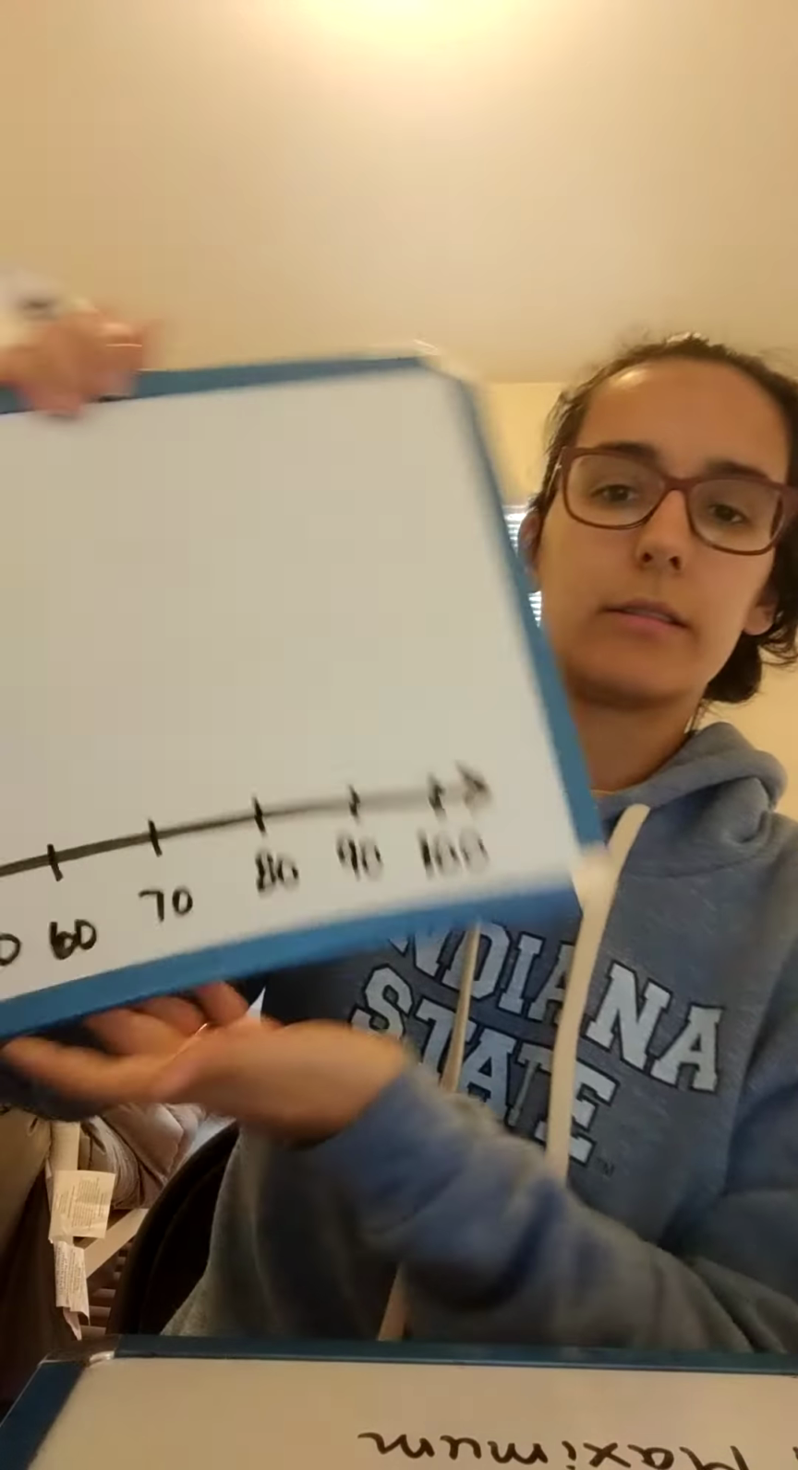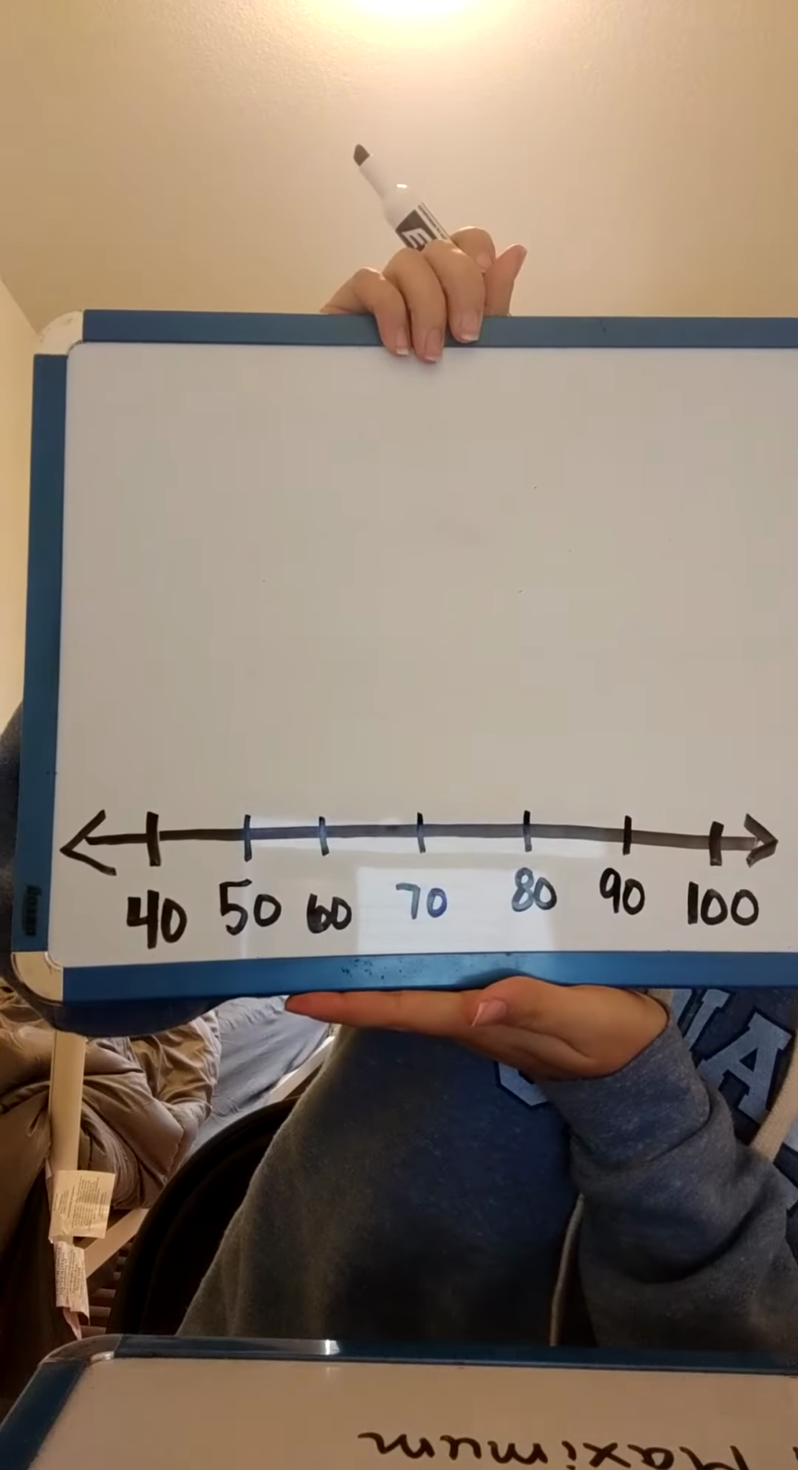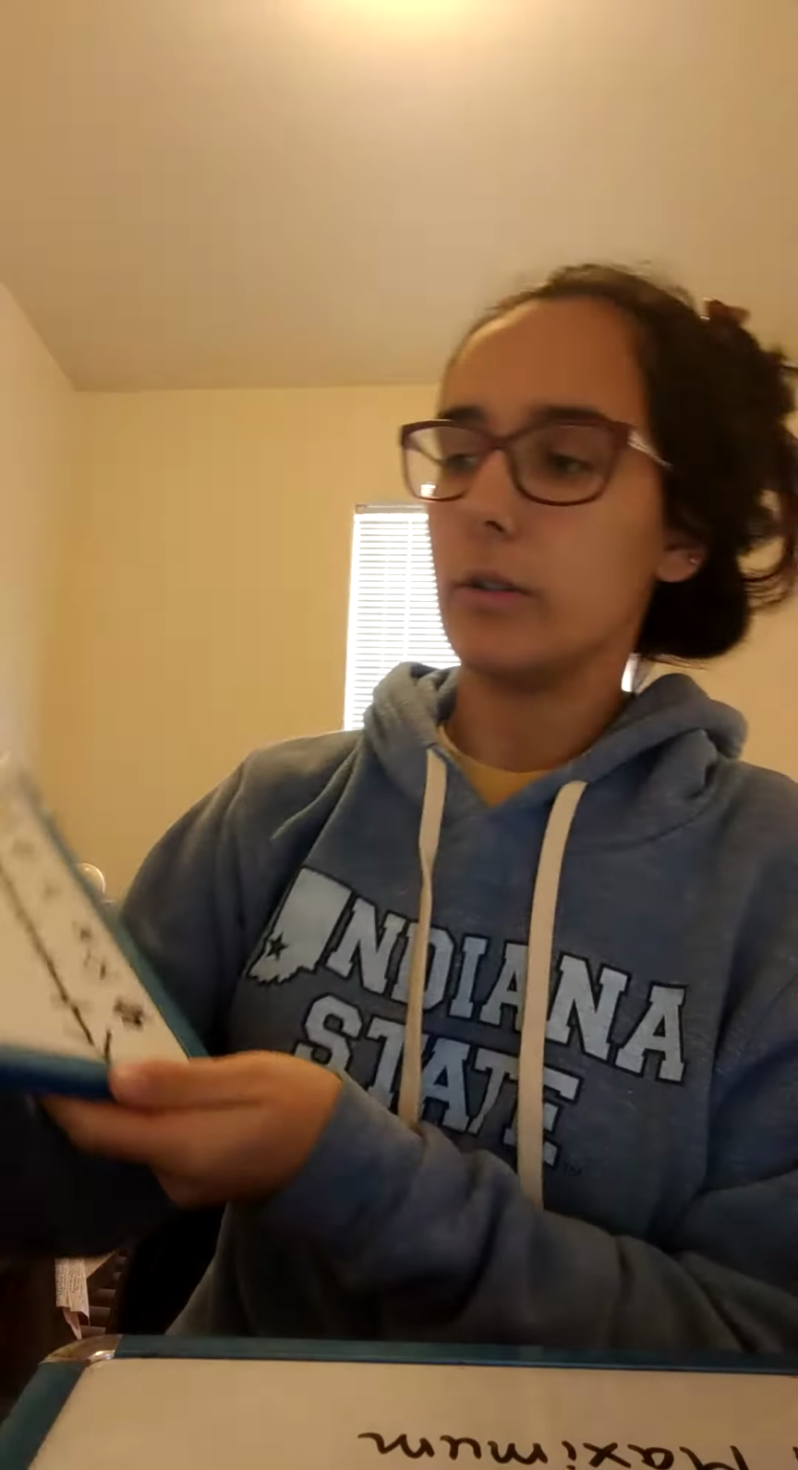Okay, so here's what we have. You can also put smaller tick marks in between to indicate like 45, 55, 65 if you would like to. Some people want to do that, as long as it makes sense to you, okay? So now, once we have our number line graphed, we can actually start putting our data in there.